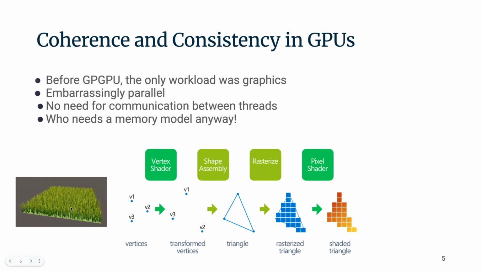The model for the grass itself is stationary. The GPU vertex shader applies a sine function or something to the vertices in the grass blades, and it would seem like it's swaying around in the wind. And then you have a pixel shader that gets a pixel and decides what color it should be. So with graphics programming, embarrassingly parallel, there's no need to have any communication between threads. And so, who needs a memory model? And there wasn't any memory model, actually.